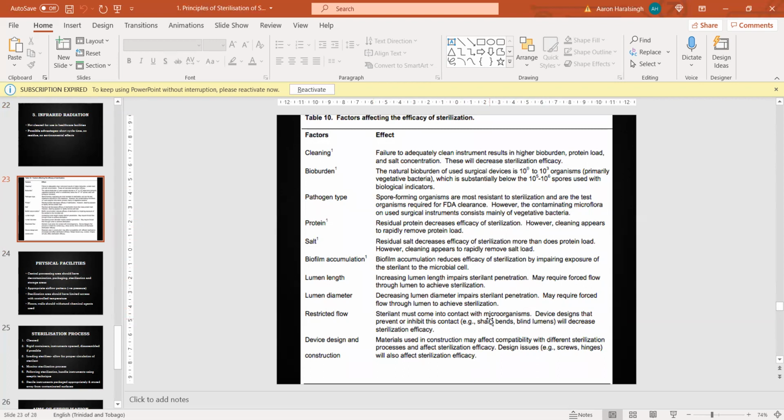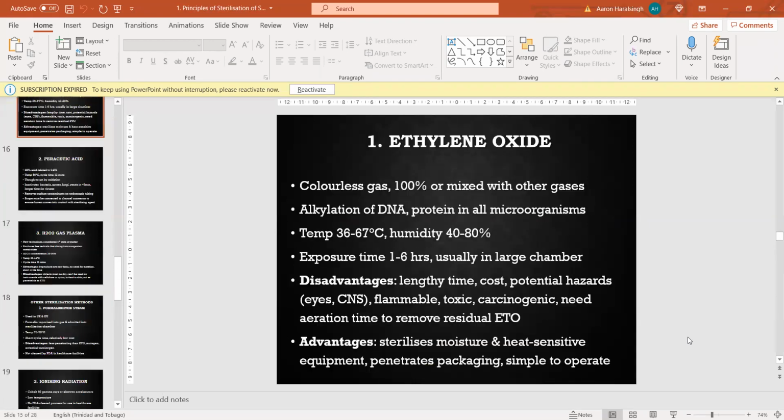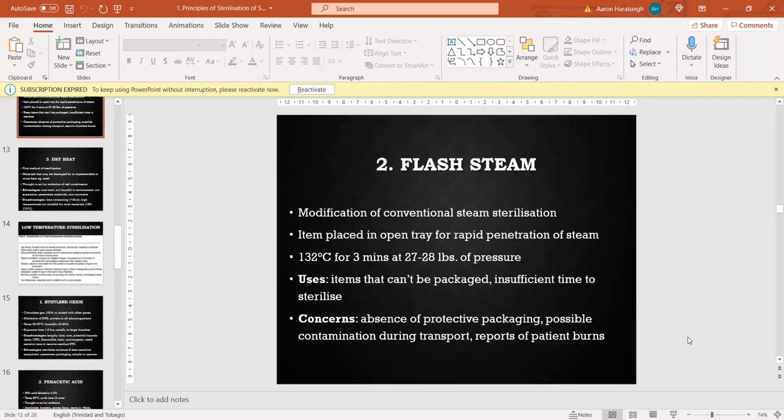The design of the device as well as its construction can also affect the quality and the efficacy of sterilization. If there are issues with screws and hinges, that can affect sterilization efficacy. So maintenance of the equipment is of utmost importance in this entire process.